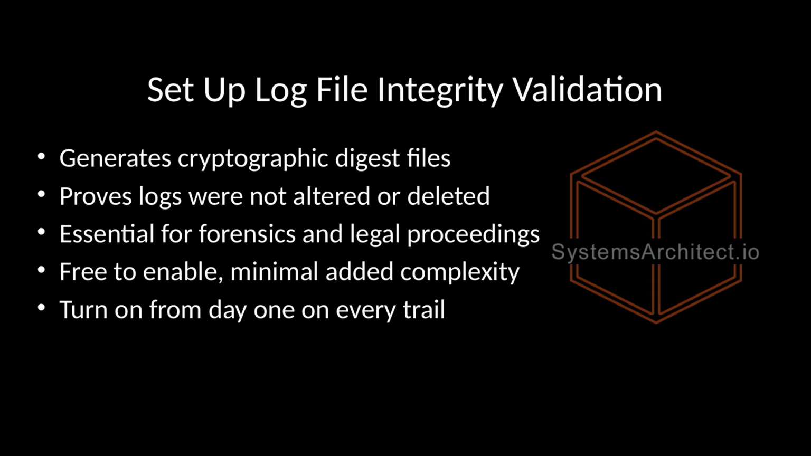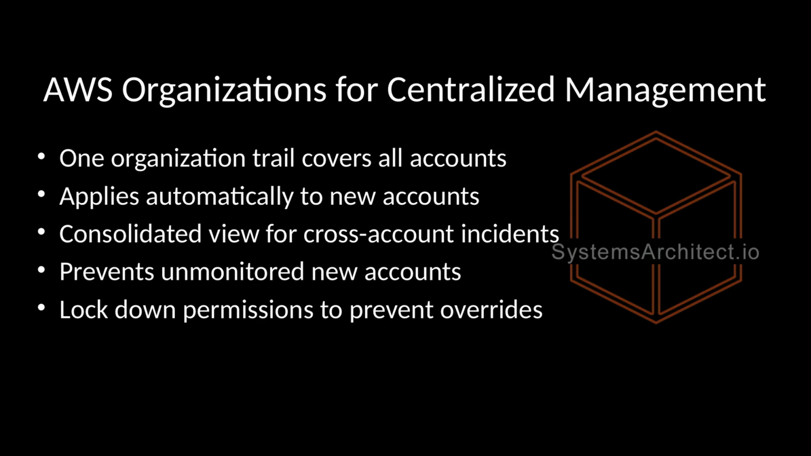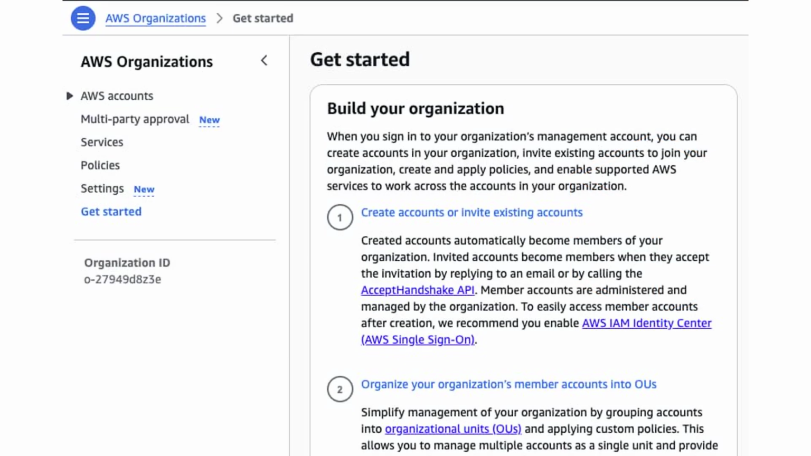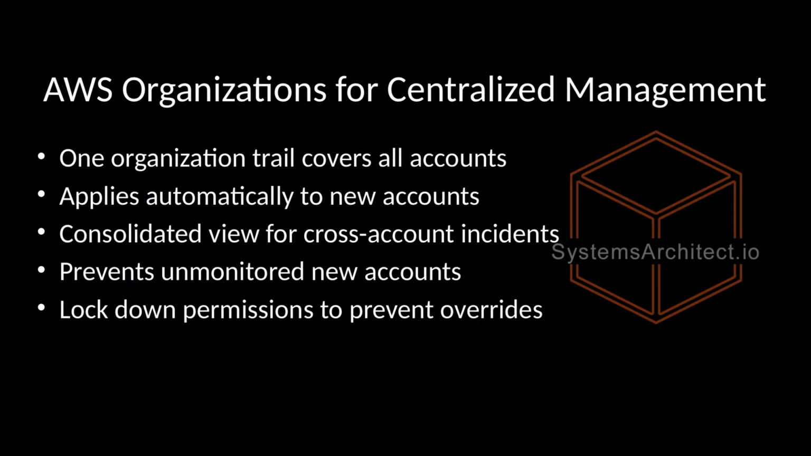9. AWS Organizations for centralized management. For any environment running more than a handful of AWS accounts, configuring CloudTrail individually in each one quickly becomes unmanageable. AWS Organizations lets you create an organization trail that automatically applies to every member account, including new ones, giving your team one consolidated view across the entire organization.